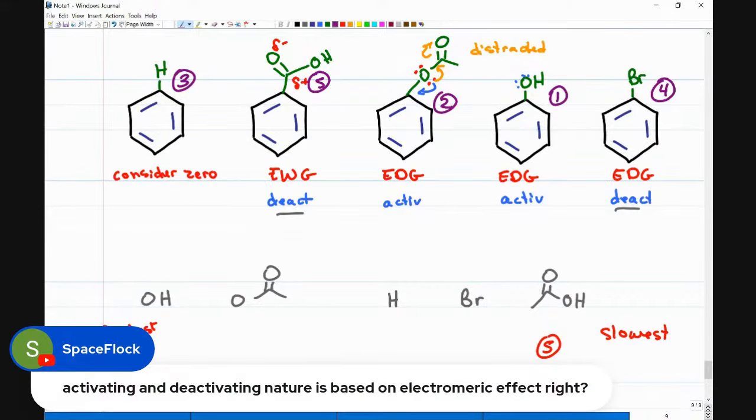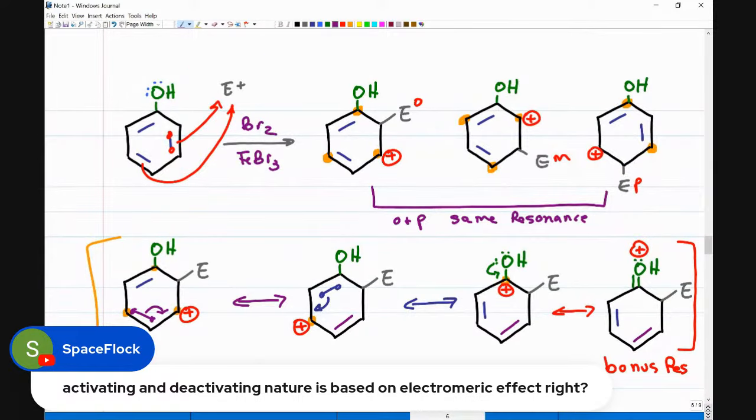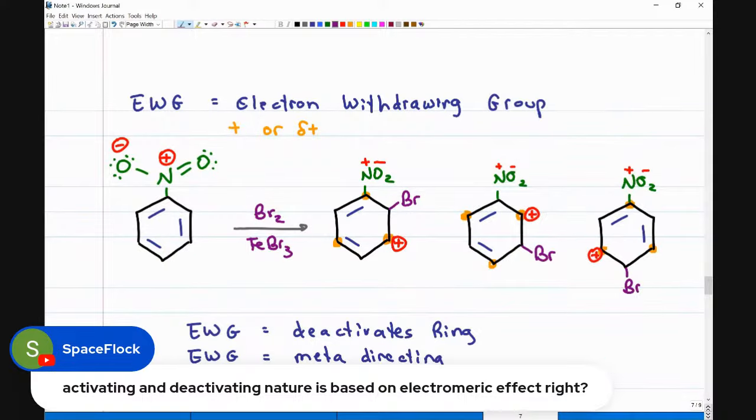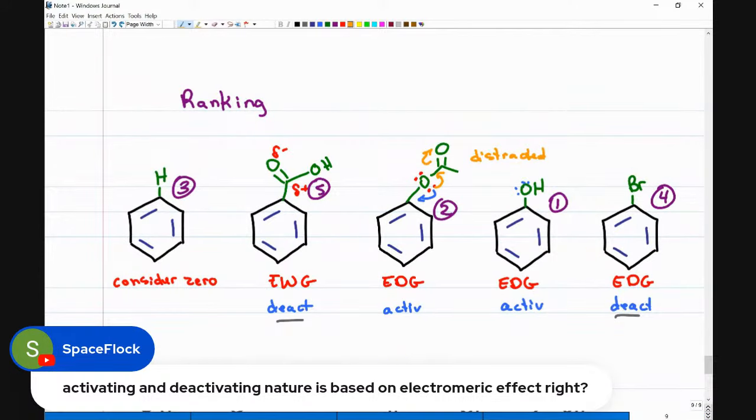Question: activating and deactivating nature is based on electromeric effect. The idea with activating and deactivating, I don't want you to memorize any fancy definition. I want you to look at it and ask yourself, am I putting negativity into the ring where the negativity will stabilize that carbocation intermediate? The more negativity I can put towards the ring, the more I stabilize that carbocation, the faster it is. Deactivating is putting positivity near the ring. I do not want to have a positive charge near a positive charge. And so the more positive or partially positive my substituent, the more I deactivate the ring because of how unhappy it's going to be. So Spaceflock, I hope that answers your question.